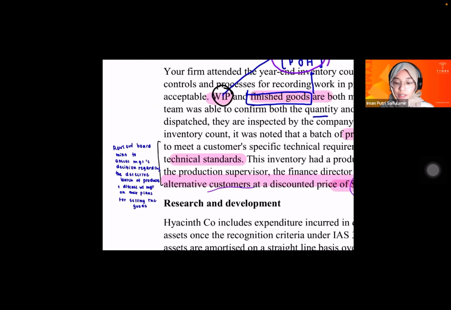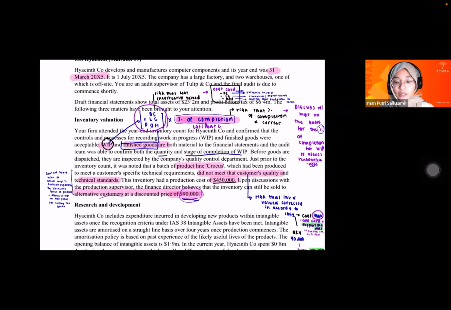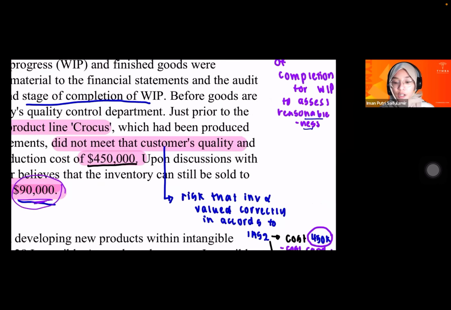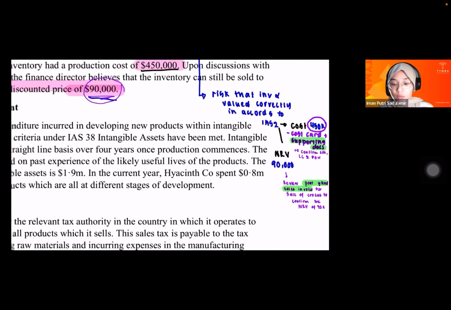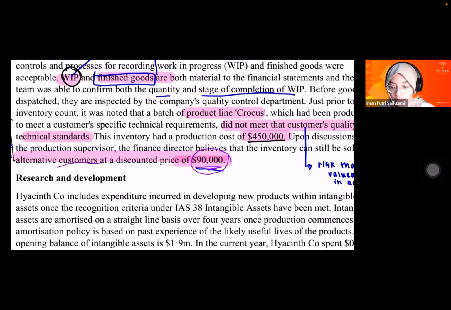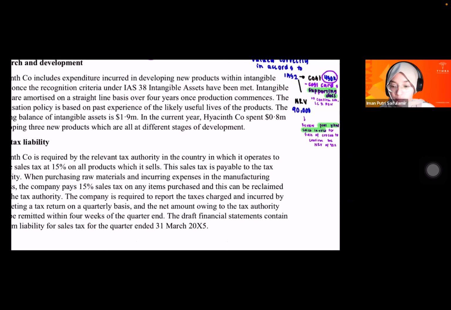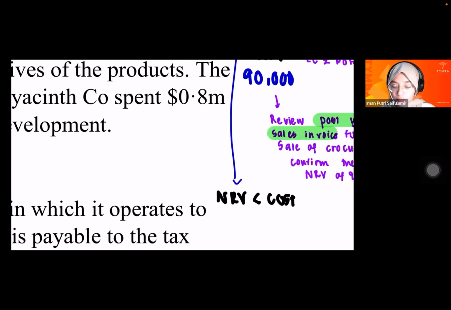So this is the next point. We've covered a few points here. Because this Crocus product did not meet the customer's quality and standard, if we compare here, NRV is lower than cost. NRV is 90,000 and the cost is 450,000.